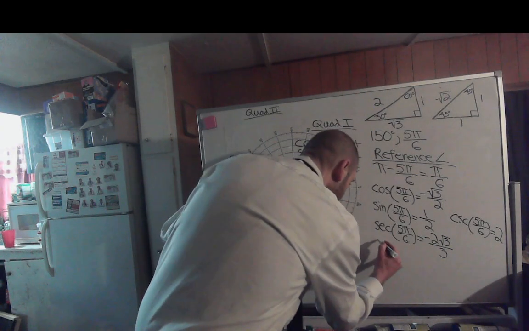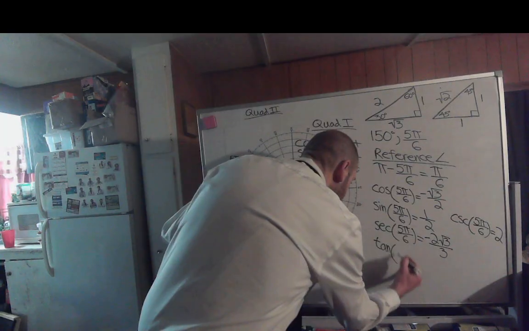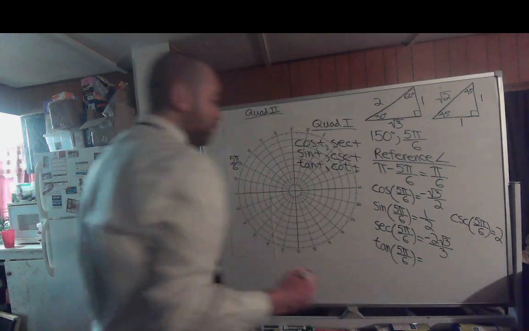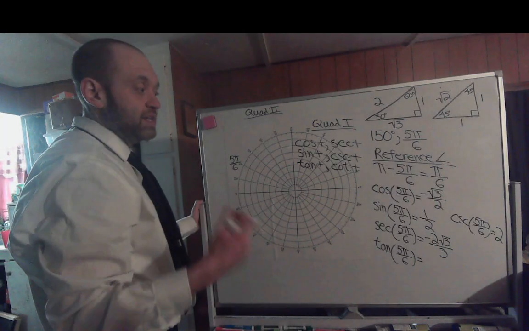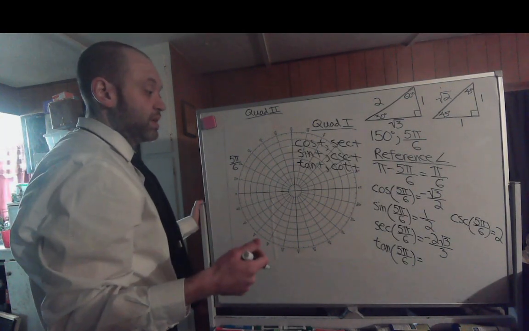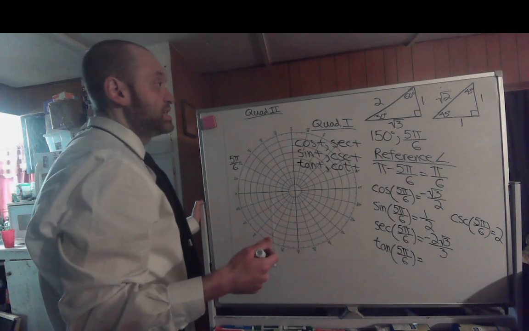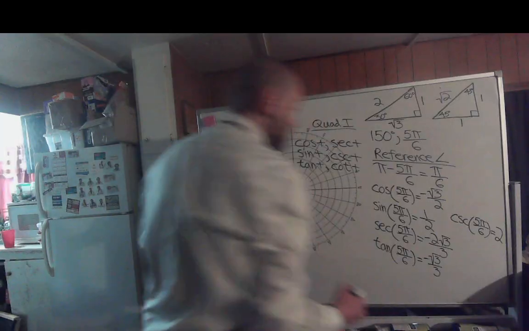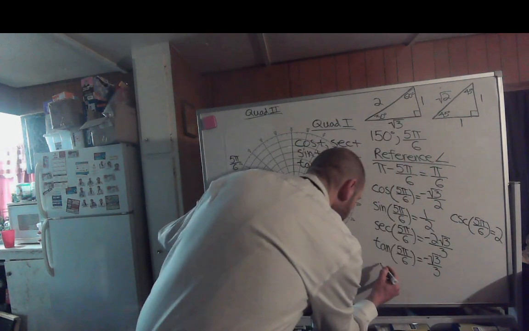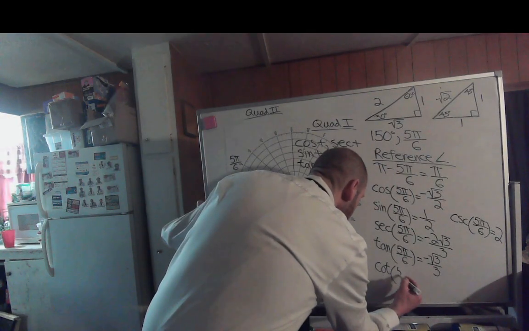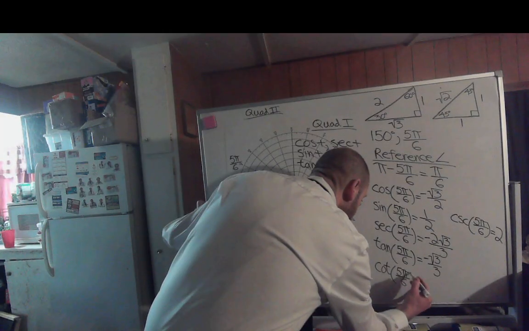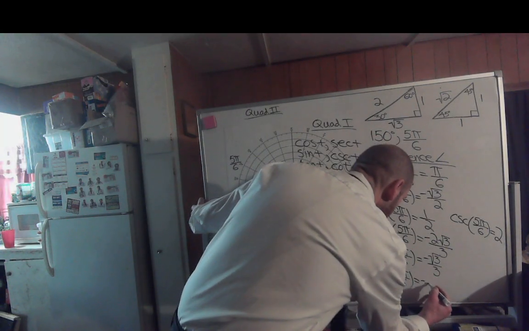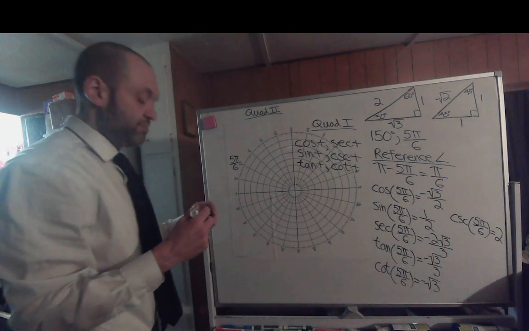Now, what about the tangent of 5 pi over 6? Well, that's sine over cosine. A positive divided by a negative gives you a negative, right? So that's going to end up being negative of the square root of 3 over 3. And then we can find the cotangent of 5 pi over 6. Well, that's cosine over sine, so negative divided by positive is going to give you a negative. So that would give you negative of the square root of 3 for the cotangent of 5 pi over 6.